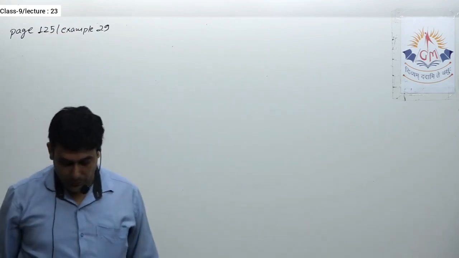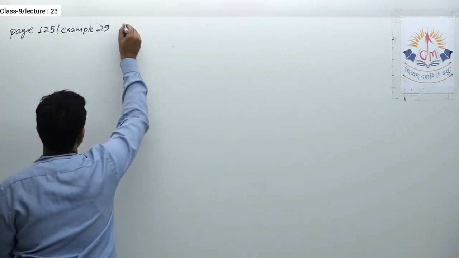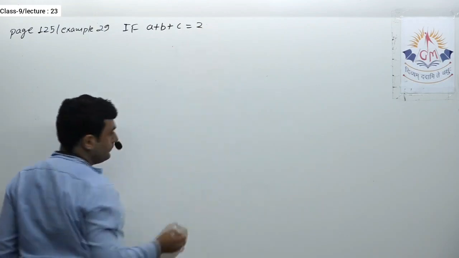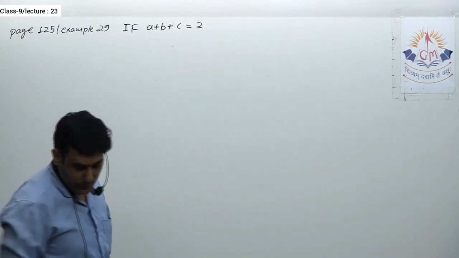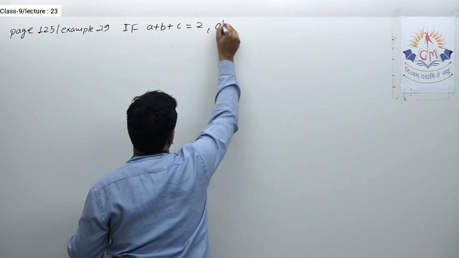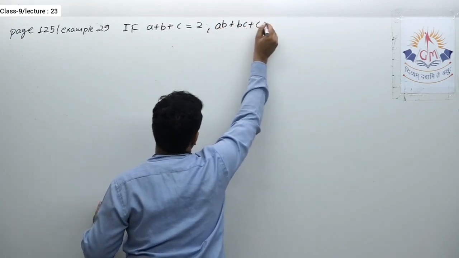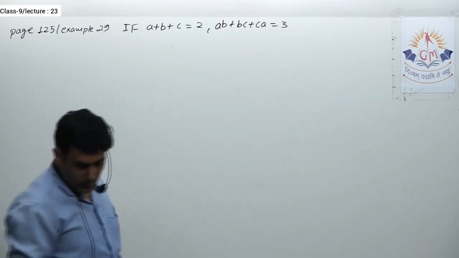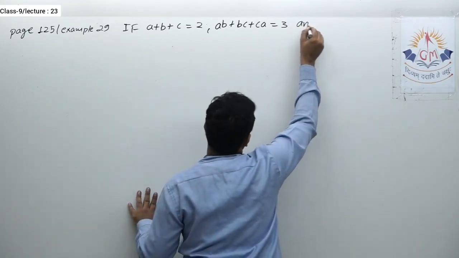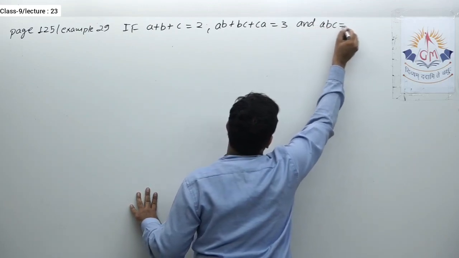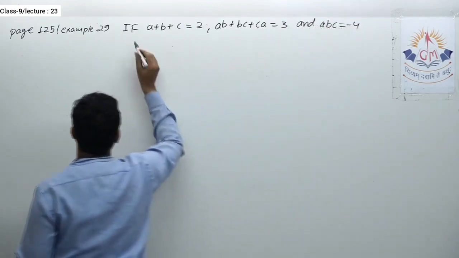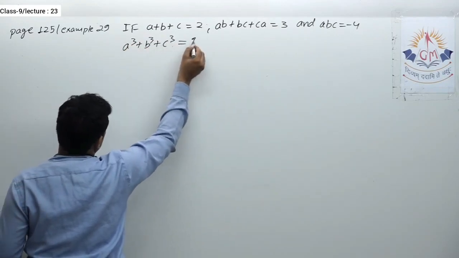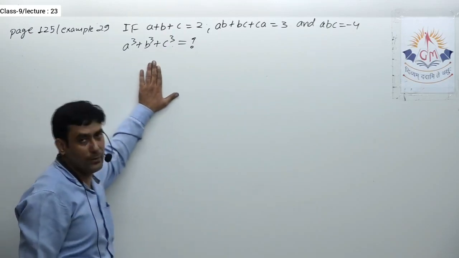Okay, if a plus b plus c is equal to 2, ab plus bc plus ca is equal to 3, and abc is equal to minus 4, then find the value of a cube plus b cube plus c cube. So this is a direct question, simply they are asking a cube plus b cube plus c cube.